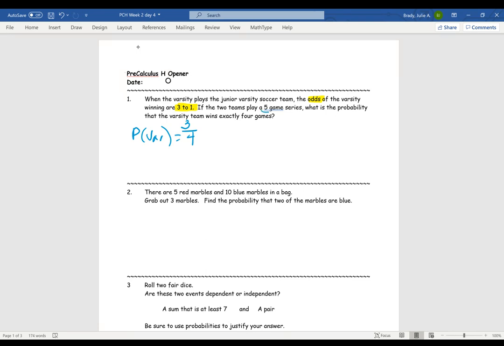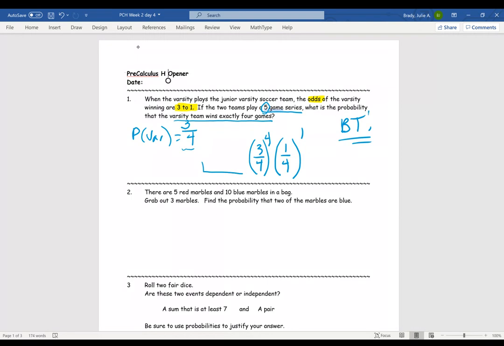They're going to play a 5-game series. So you're like, oh, we're doing something again and again and again, and the chances that varsity wins is always the same. So you're like, oh, it's binomial theorem. What do we want to have happen? We want varsity to win 4 games. So that's 3/4 for them to win 1 game, and we want that to happen 4 times. But they're playing a 5-game series, which means they have to lose once. And if the chances of them winning is 3/4, then the chances of them losing is 1/4.